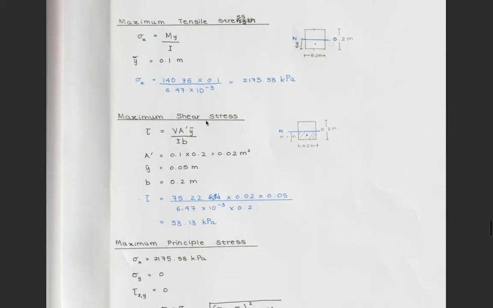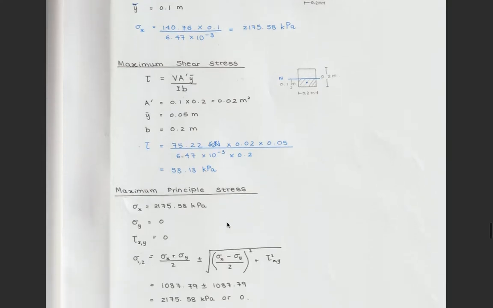Next, we've calculated the maximum shear stress. Again, I've got the formula for torque here, which I've obtained from our lectures. So the area that we're concerned about is the area below the neutral axis, which is this area that I've shaded right here. So the area of that is 0.02 meters squared. And y bar, which is the distance between the centroid of that area and neutral axis, works out to be 0.05 meters, and b is the breadth of the cut, which would be 0.2 meters. So we plug in the values and we get 58.13 kilopascals.